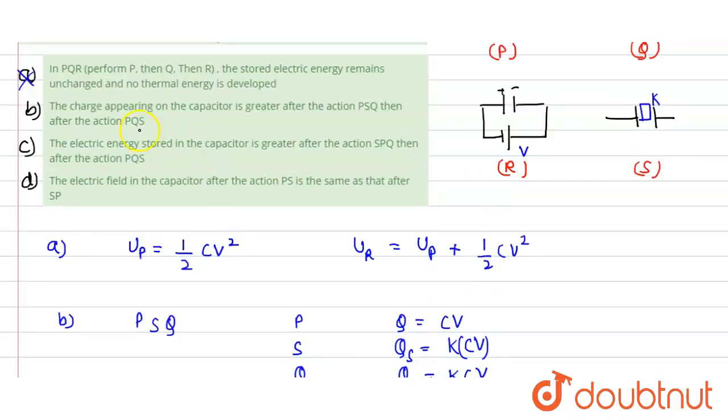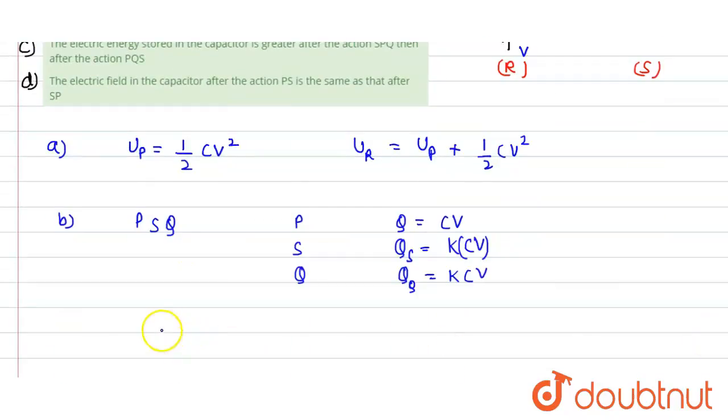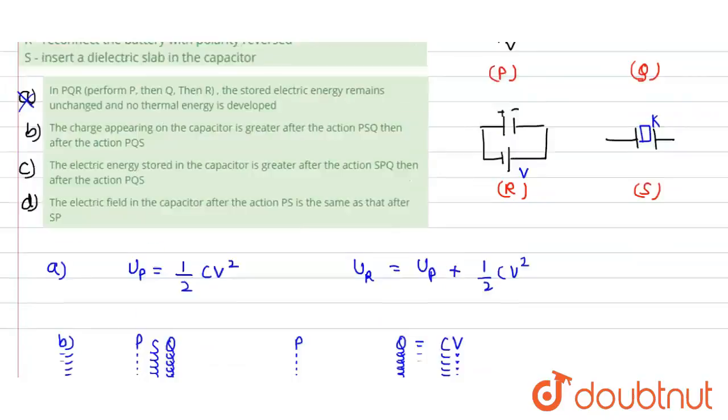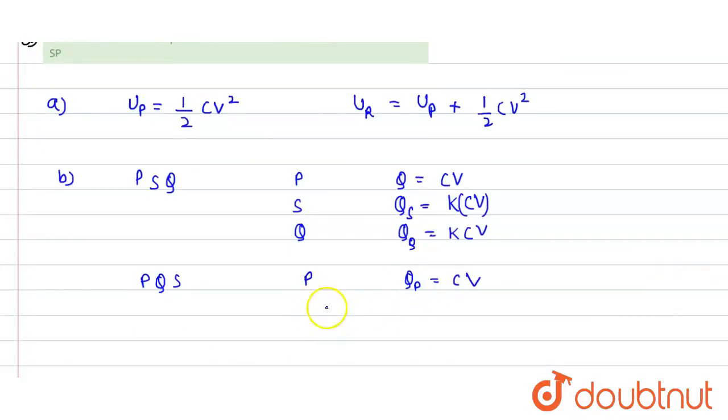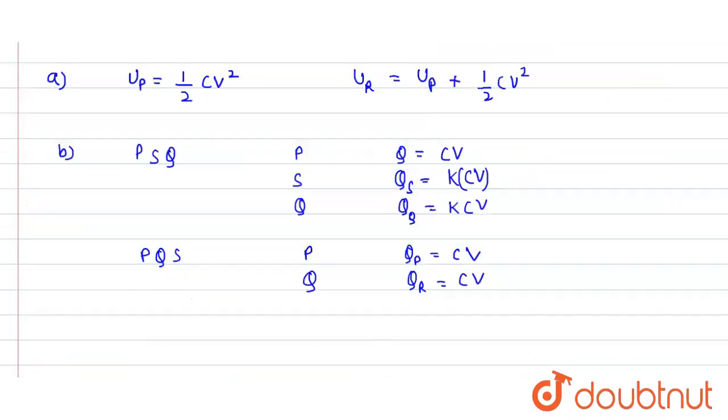Now in the operation P, then Q, and then S. In the operation P, first of all we just write P, then Q, then S. In the P operation, the charge P would be equal to C into V. In the Q operation, we have disconnected the battery. If we disconnect the battery, the charge would remain the same. So in situation Q, the charge would be equal to C into V, because this charge which it initially had, it would be an open circuit, charge cannot flow.